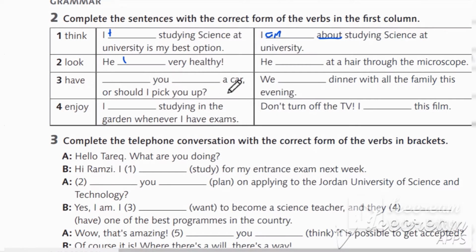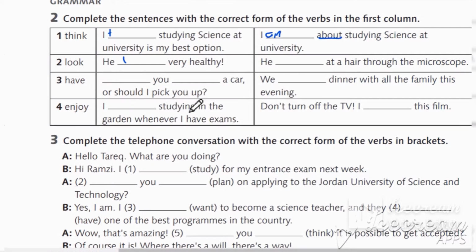You a car or should I pick you up? Do. Excellent. Do you have a car? I'm asking about ownership. Excellent. Here, we dinner with all the family this evening. We have or we are having? We specified a time, continuous, so here we have we are having.